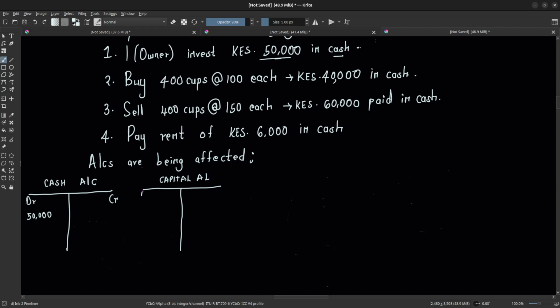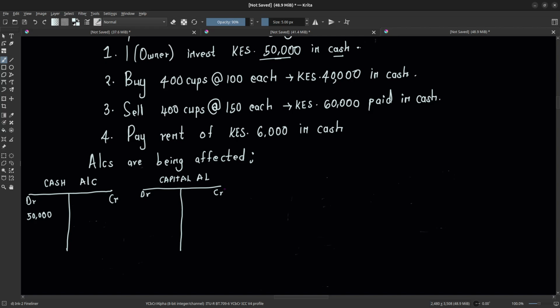We can just call it capital account. Okay, and this is an increase to the account, because let's say this is the first transaction that you've made of investing into the business, and the business had 0 from the owner. So this is the first investment into the business, and it's going from 0 to 50,000. That is an increase to that account.